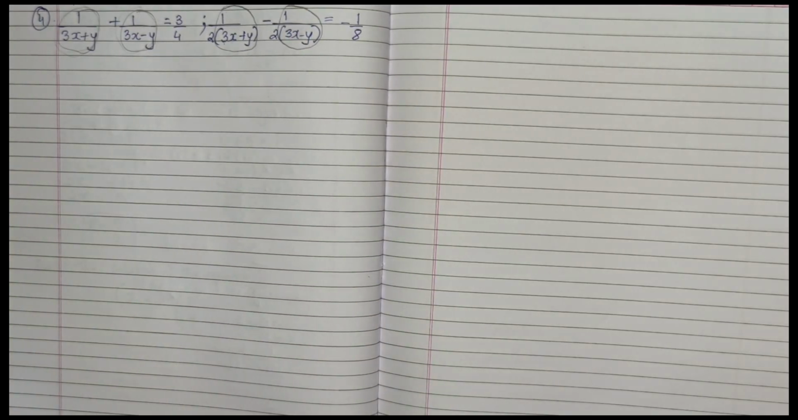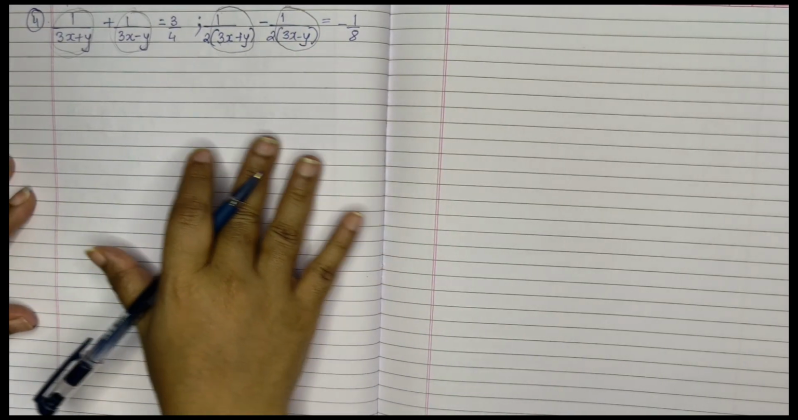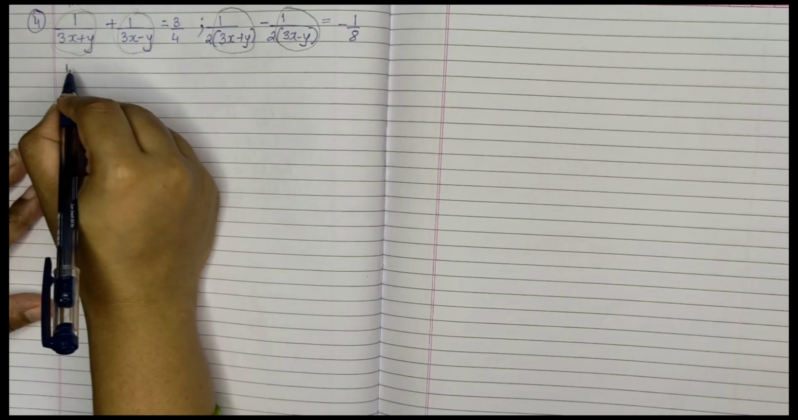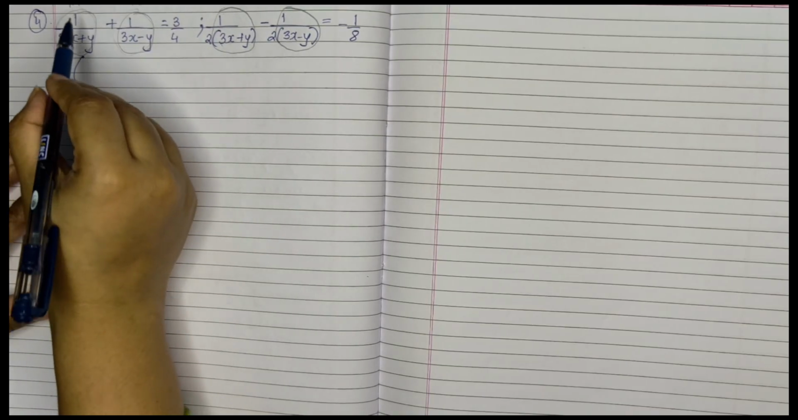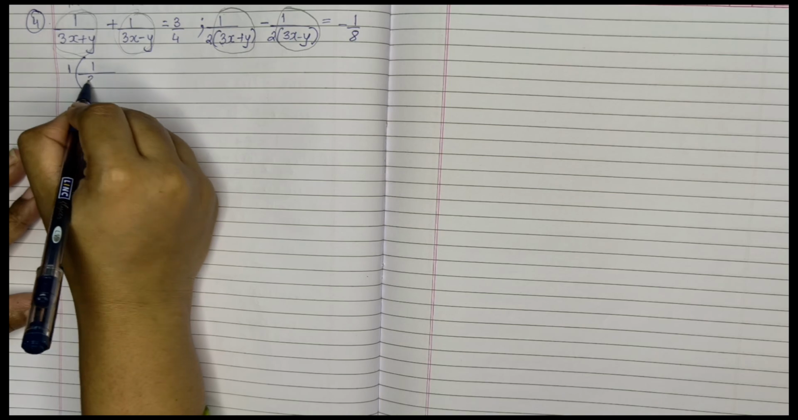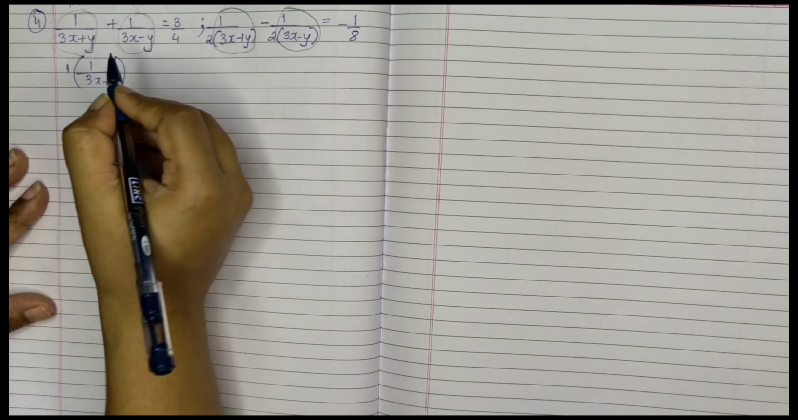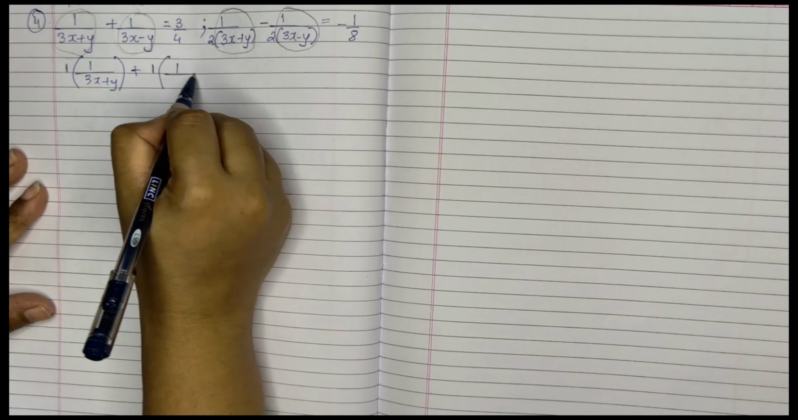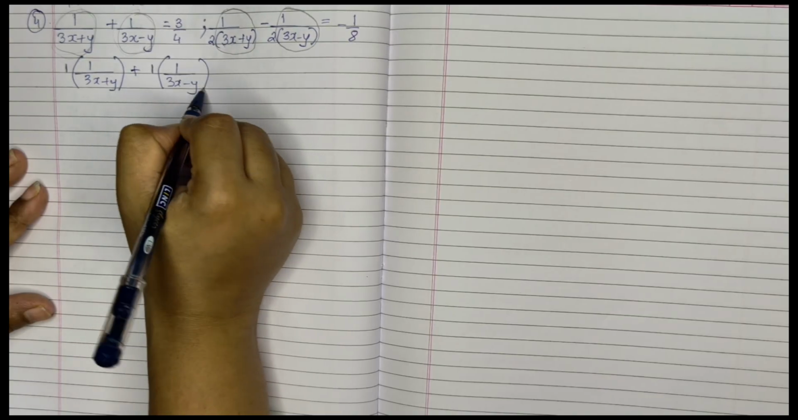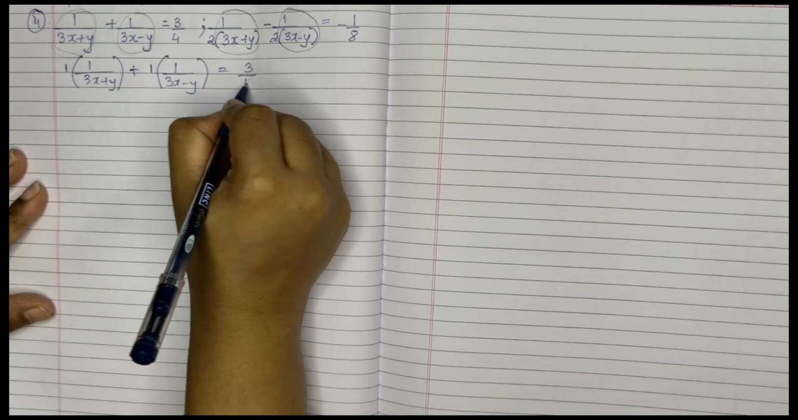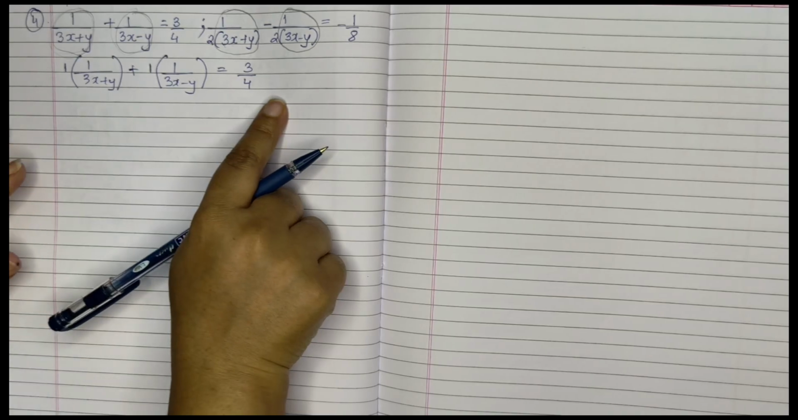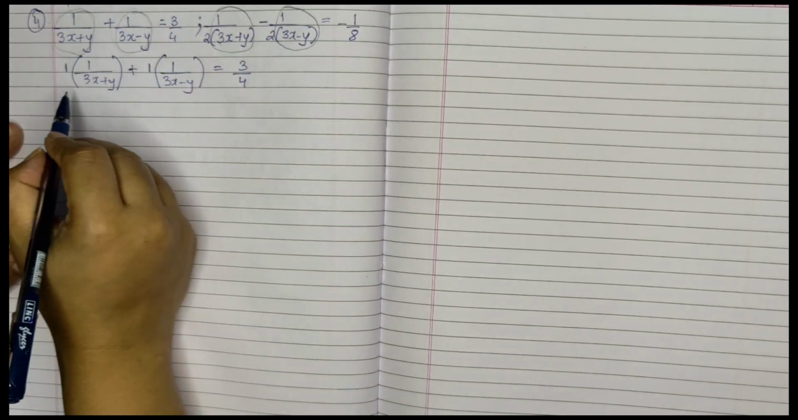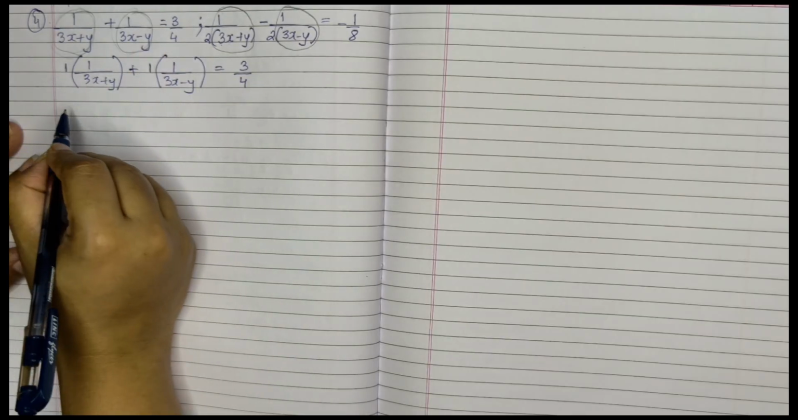So how we will write is, here 1 multiplied by 1 upon 3x plus y plus 1 multiplied by 1 upon 3x minus y is equal to 3 upon 4. This is the first part of how we write. Now the second one we'll write is, we have 1 and there is 2 here.